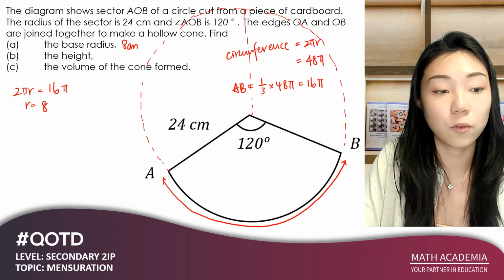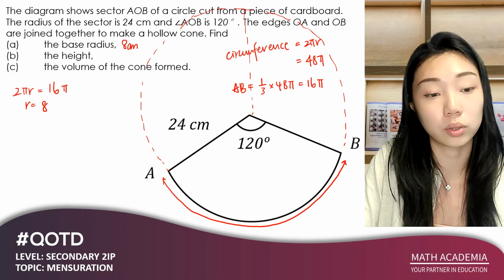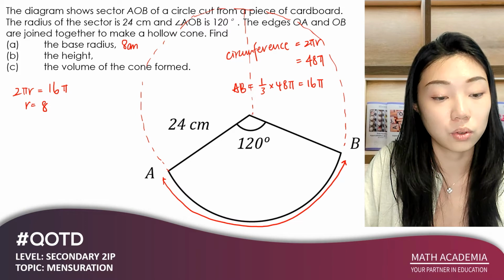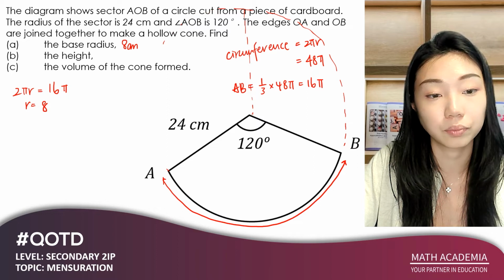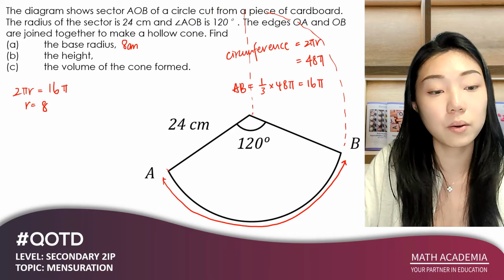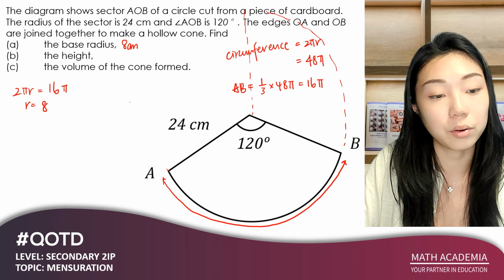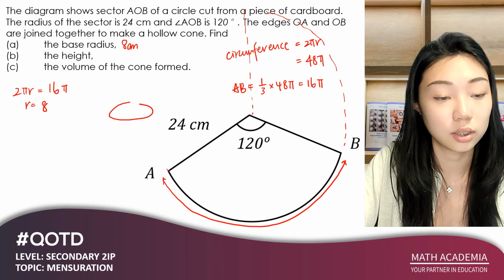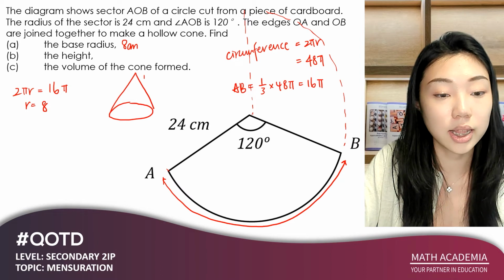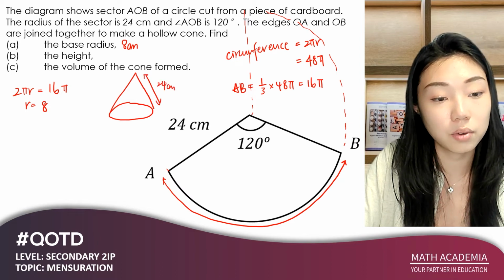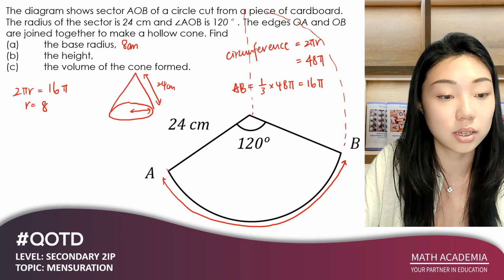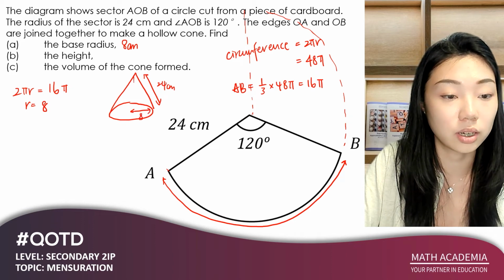Next, they're asking for the height of our cone. First, let me erase the big circle that I have dotted out previously. If I were to sketch a diagram of a cone, I would have something like that, where the slant height is 24 centimeters and the radius is 8 centimeters. And we have the height over here, right?